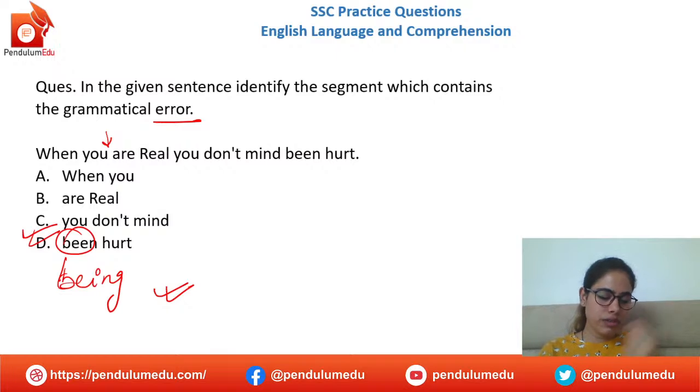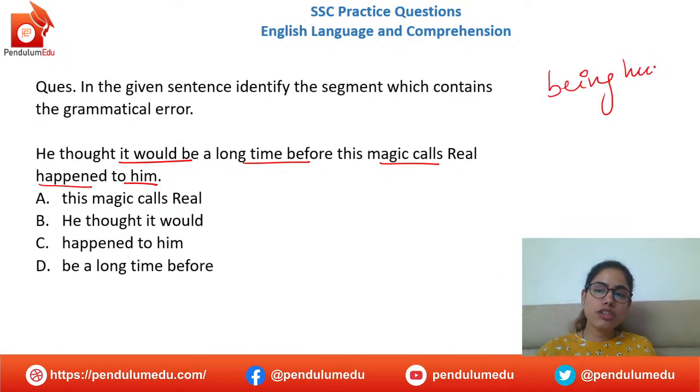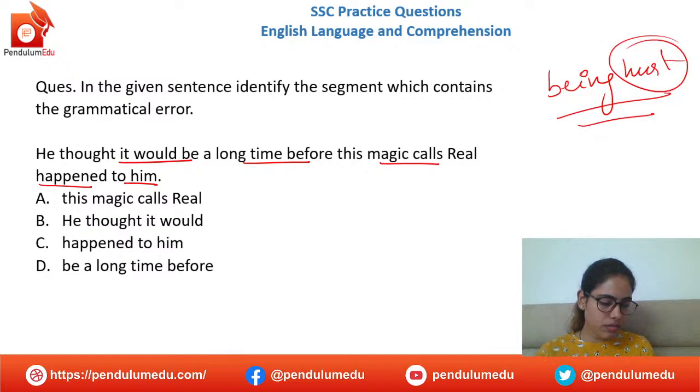This one was a good sentence. People don't easily get it, but all of you got it. Very good. Next: he thought it would be a long time before this magic called real happened to him. Tarun, it is being hurt, because there it is given in the adjective form, not the action word form. Okay. Devesh, D is absolutely correct.